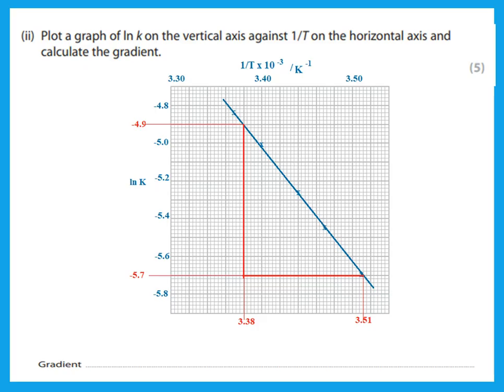We plot the points from the table. We get the gradient of the line. Please show him how you got the gradient, which parts you used. The gradient in my case here is this, and it comes out with a negative sign. Please do not forget that ln k is negative. So the line has a negative gradient.